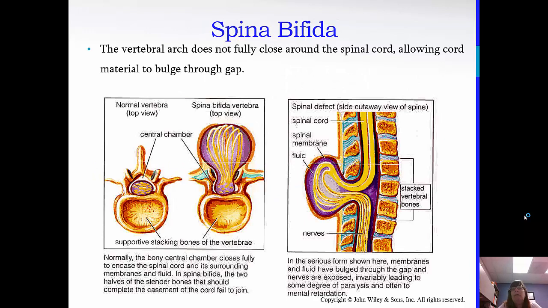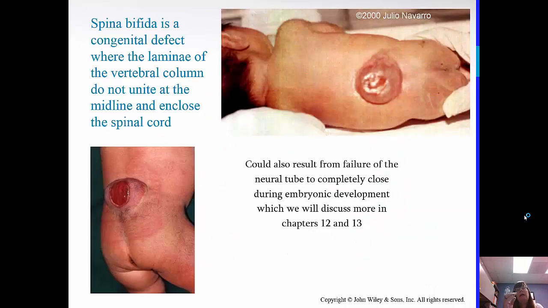Spina bifida occurs if the vertebral arch does not fully close around the spinal cord. So what happens is this material from the spinal cord can get through and leak through the opening. This used to be a horrible thing for babies, but now we can actually perform surgery on these individuals and kind of minimize the damage. This is also going to be discussed more in chapters 12 and 13, so later on in the semester, because a lot of times it happens from an incomplete fusion of the neural tube, which is during embryonic development of the nervous system. So that's why we kind of talk about it at that point as well.